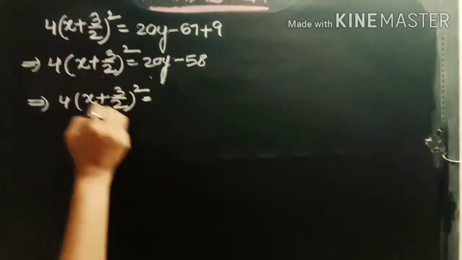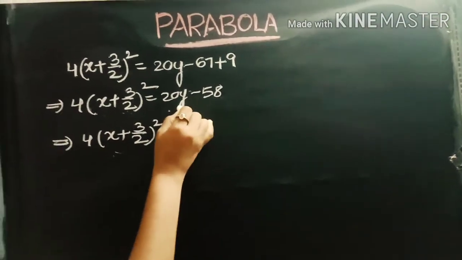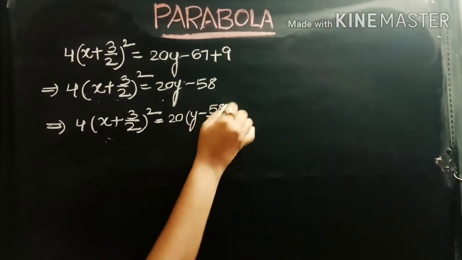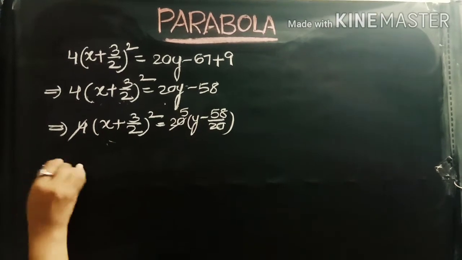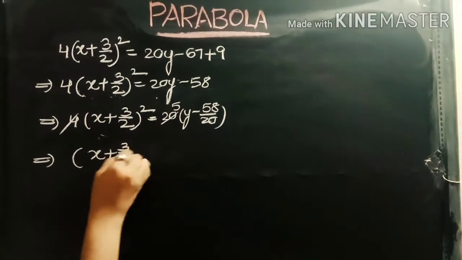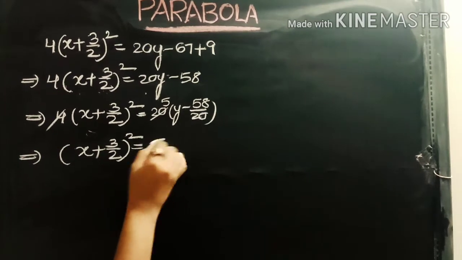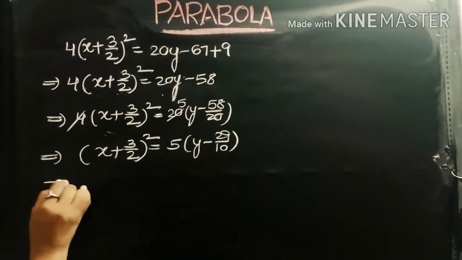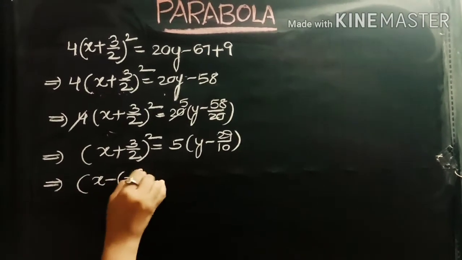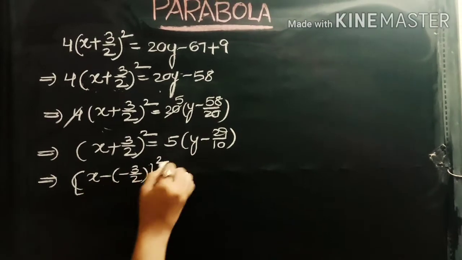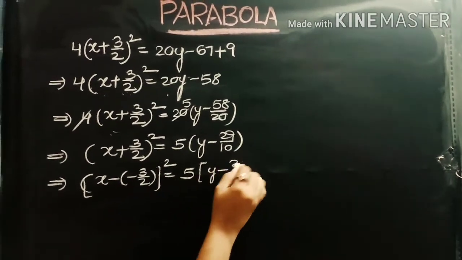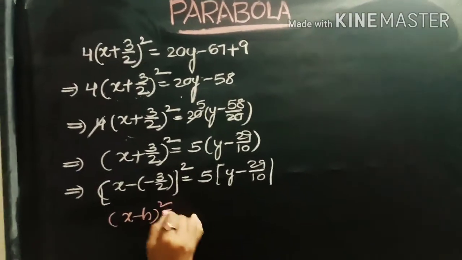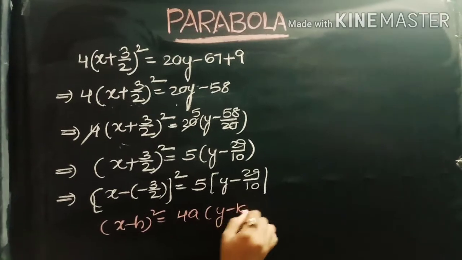So now after getting this term, next we take the y coefficient common from this part, that is taking 20 common here, 20 into y minus 58 by 20. Now it is cancelled by 5 times. Now x plus 3 by 2 whole square is equal to 5 into y minus 29 by 10. In the next step we write this equation as x plus 3 by 2 whole square is equal to 5 into y minus 29 by 10, which is in the form of x minus h whole square is equal to 4a into y minus k, which is the equation of the parabola.